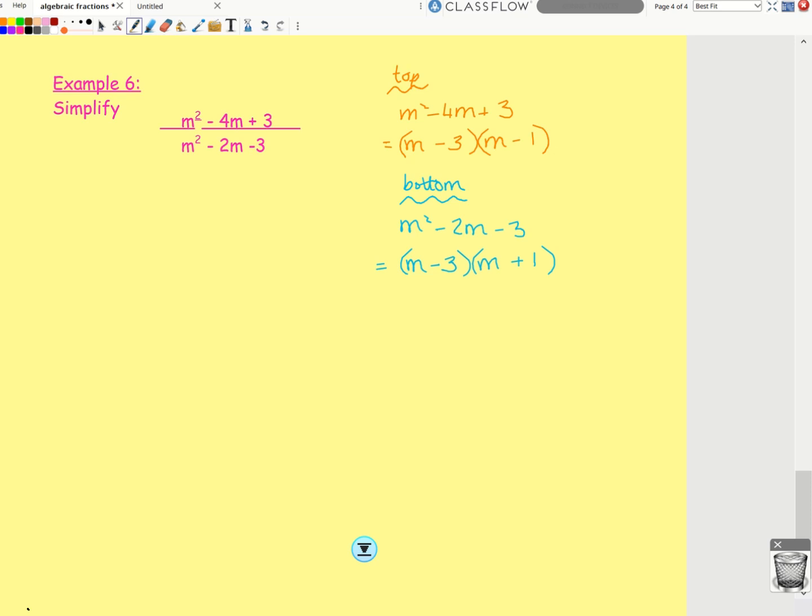So I've done the hard bit. Now it's just a case of copying it into the right place and scoring the matching bits off. So the top line, we said it was m minus 3, m minus 1. And the bottom line we said was m minus 3 and m plus 1. So it's very, very similar here. Now these two second brackets, the ones with the ones in them, they are not identical. That's a minus 1 and that's a plus 1, so we can't use them to cancel one another out. However, these two brackets here, they're identical, so they will cancel one another out.